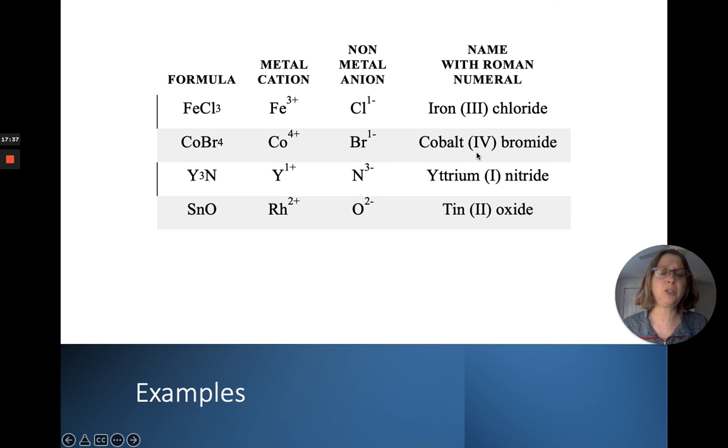Now, we're not going to expect you to remember which ones need Roman numerals. If it's a transition metal, you might want to play it safe and put a Roman numeral in there, but usually they'll indicate it. What's cool about this is if you have the name here, you don't actually need to look up the metal because the charge is right there. It tells you what the charge is. Sorry, this should also say tin.